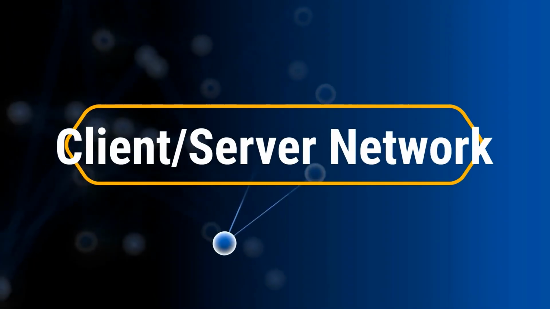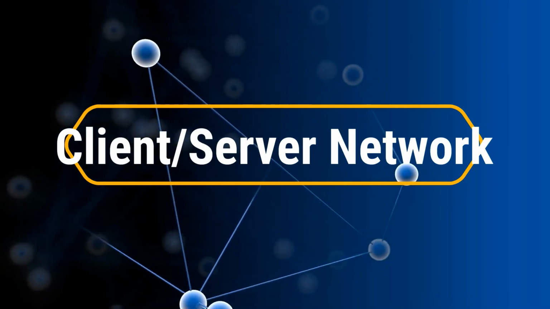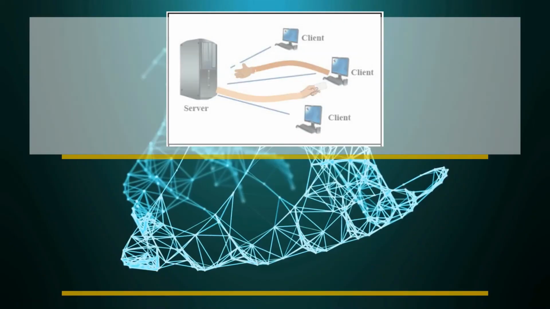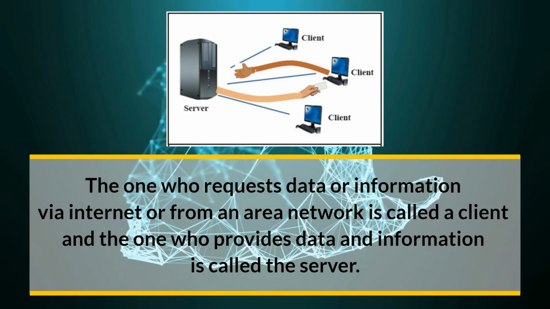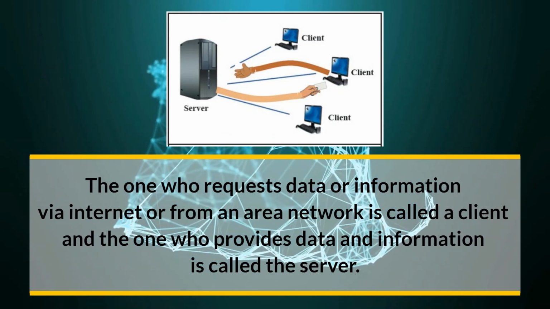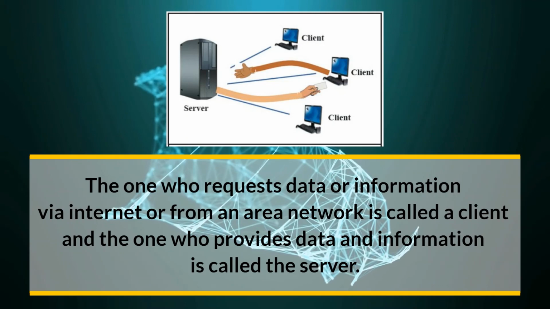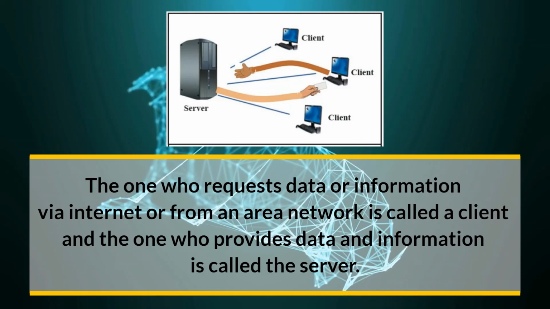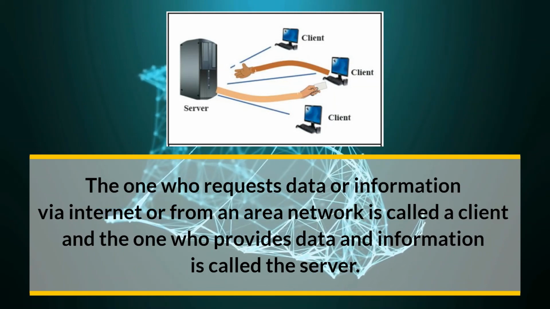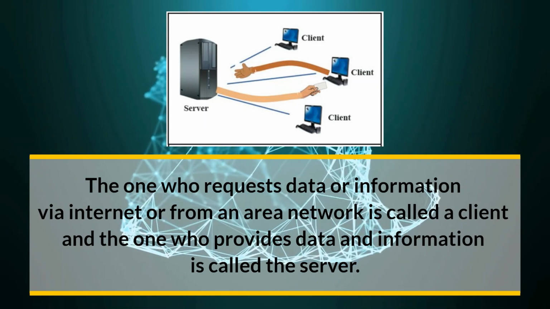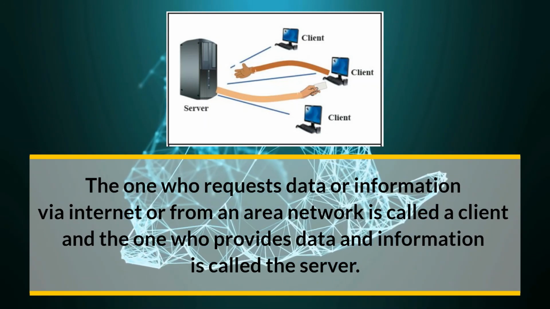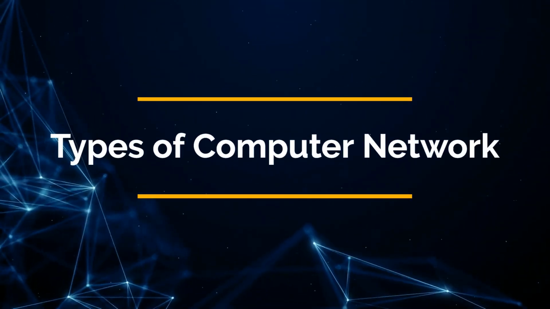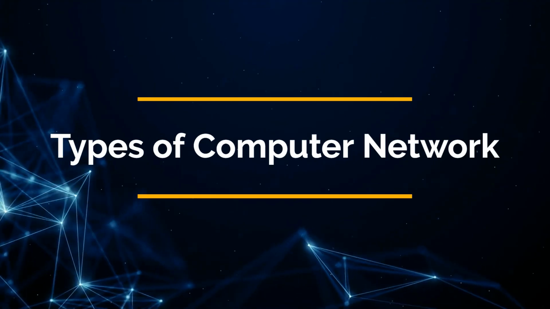Let's learn about client or server network now. As you can see in the picture, the one who requests data or information via the internet or from an area network is called a client, and the one who provides data and information is called the server. In the next part, we are going to learn about the types of computer network.